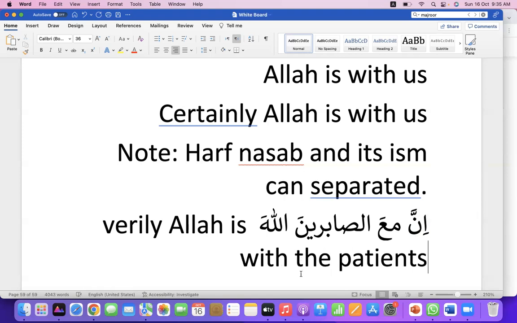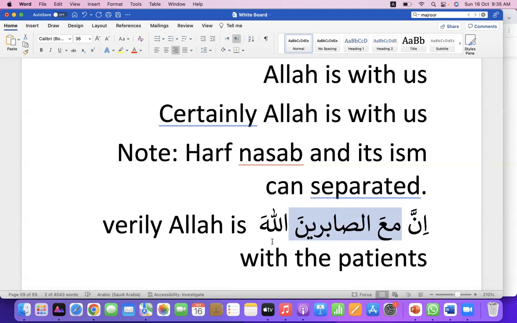It is still a perfect sentence. Between harf-e-nasab and its mansoob and its ism, there can come other words also. No problem at all. Harf-e-nasab and mansoob are not inseparable. They can be separated also. They can sometimes come together, or sometimes they will be located here and there. There will be one harf-e-nasab and its mansoob will be somewhere else in the sentence.